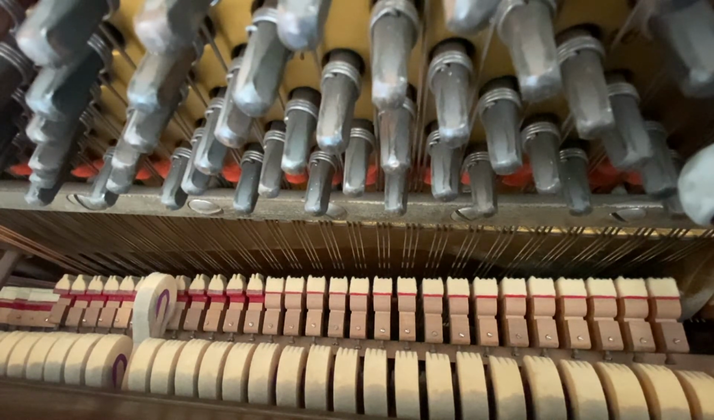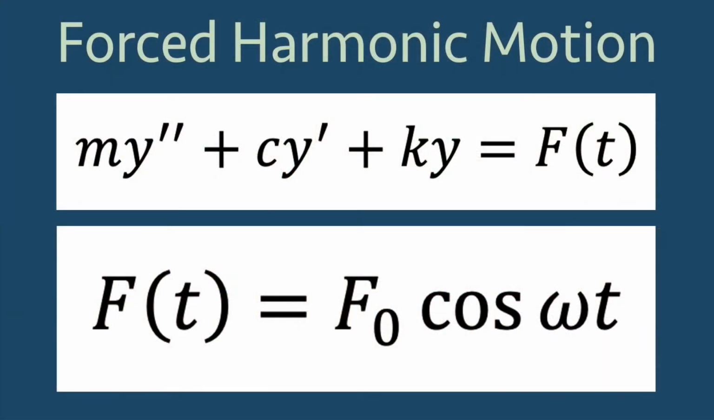We discuss all of this by continuing on with forced harmonic motion. Forced harmonic motion is the case where there is an external force acting on the system. We stated the differential equation for this case earlier, m y'' + c y' + k y = F(t). We will consider periodic external forces, so F(t) is equal to f0 cos(omega t), and we must consider whether the system is damped or not.